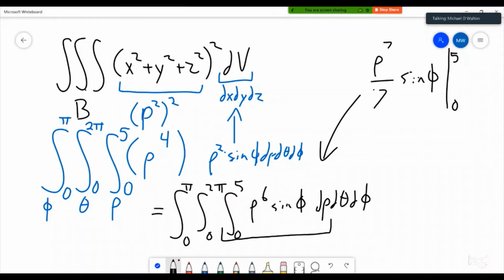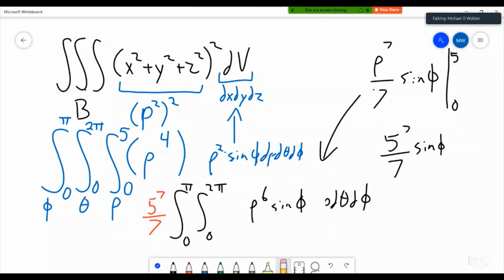So we are going to get 5 to the 7th over 7 times sine of phi. Once we plug that in, we can simplify a little bit by pulling the 5 to the 7th over 7 out to the very front. So we get 5 to the 7th over 7, and then this inside integral has been taken care of, so it's now gone, and this rho to the 7th has also disappeared.